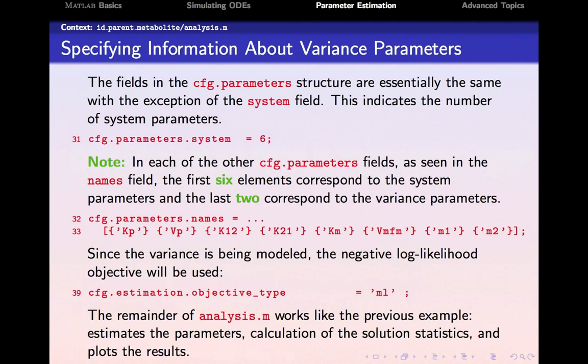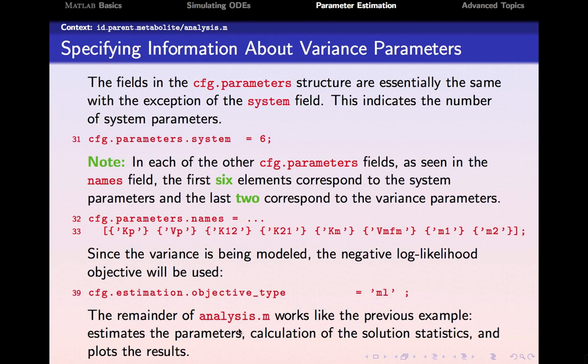Now we need to specify some other information. In this case, we're going to want to use the maximum likelihood, or the negative log likelihood objective function. We need to tell it that there are 6 system parameters. Then we need to specify the names of the parameters. So we have the KP, the VP, the K12, K21, KM, VMFM, and then we have our 2 variance parameters, M1 and M2. We also need to specify that we're using the negative log likelihood or maximum likelihood objective function.